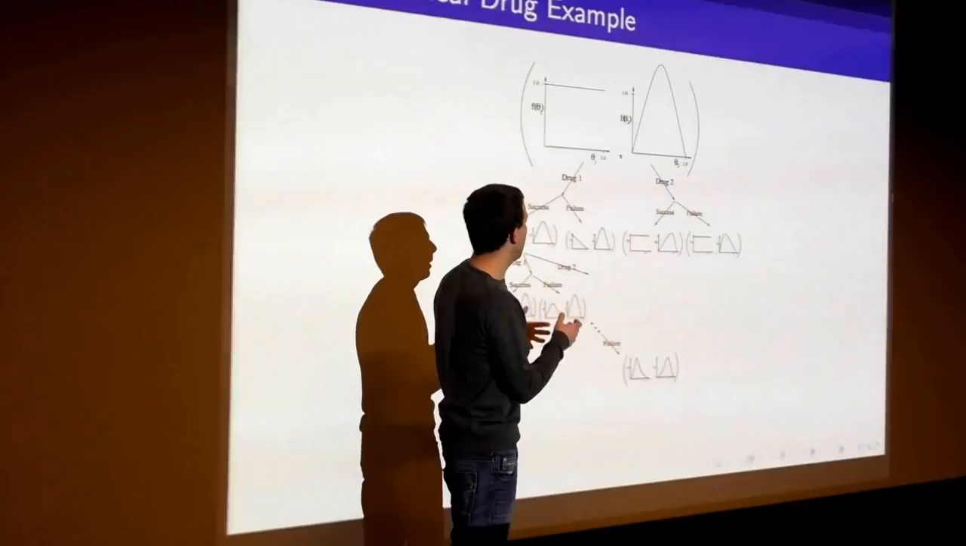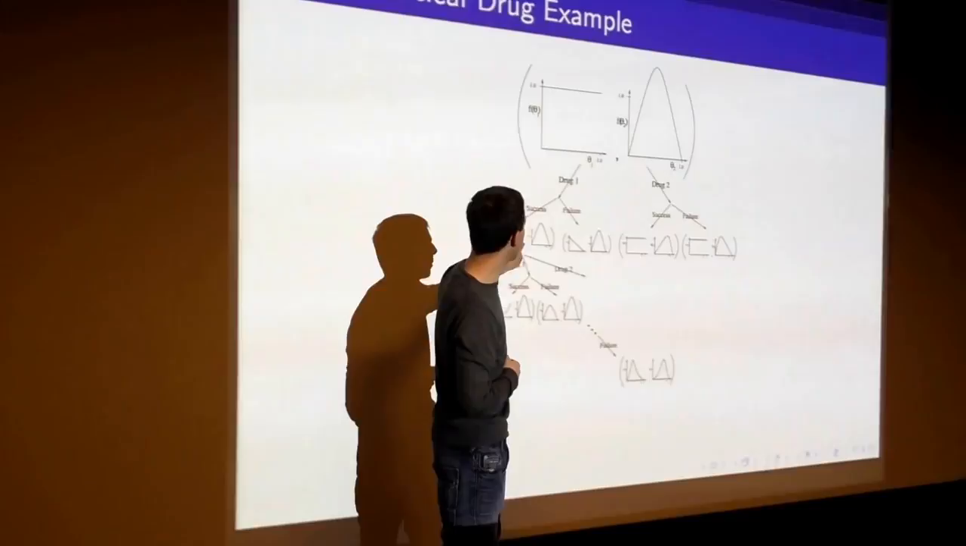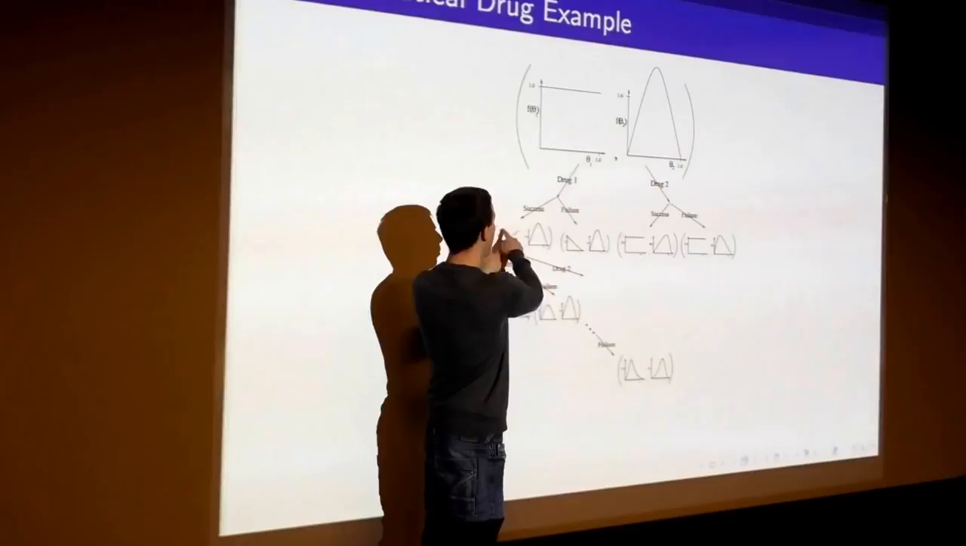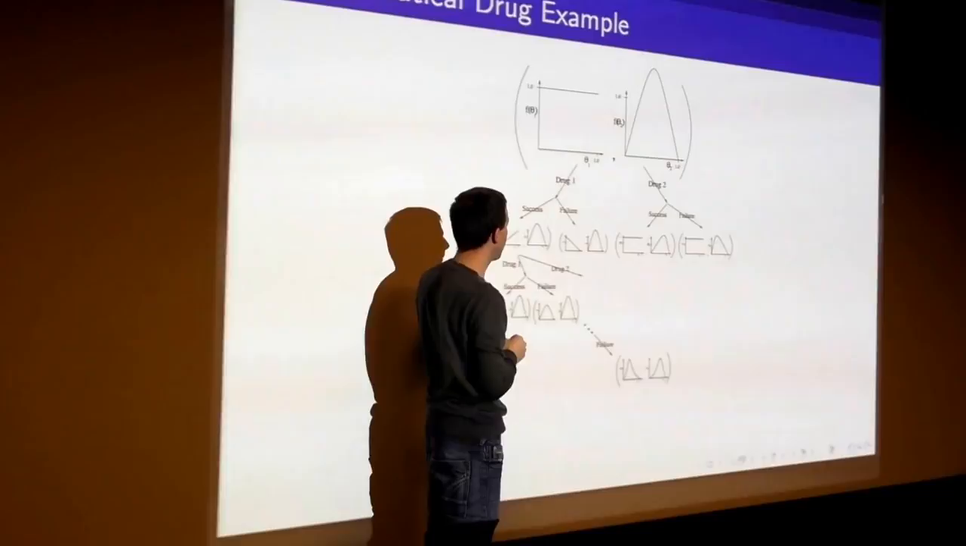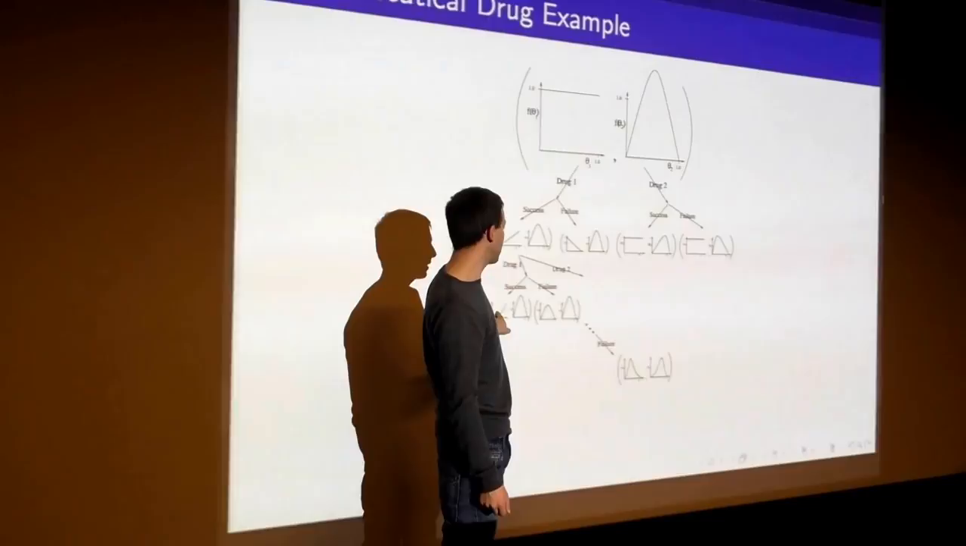Once we're in this situation, we can consider again, if this succeeded, I might look ahead again and say, well, now I'd be in an information state where I know this has happened so far. This is my statistic, my summary of everything that's happened so far. And I can look ahead again. I could say, well, maybe I'll try drug one again, and maybe it'll succeed and lead to this state, and maybe it'll fail and lead to this state.